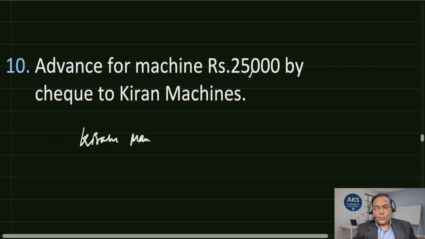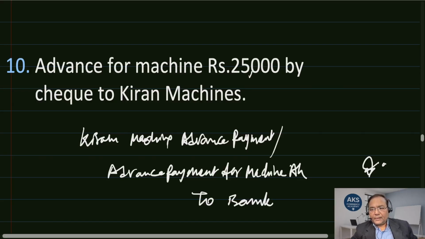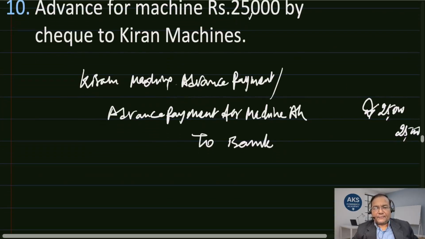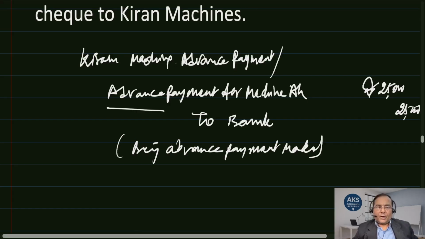So Kiran Machine, to whom we paid the advance payment, or we can write advance payment for machine, debit account, and credit to bank, because the payment is made by check. So how much is it? 25,000. So we will debit 25,000 here and we will credit 25,000 to bank. So bank is reducing by 25,000 and there is an advance payment. Advance payment is nothing but an asset. So there is an increase in asset, therefore it gets debited. So being advance payment made. Right? Now comes the next one.